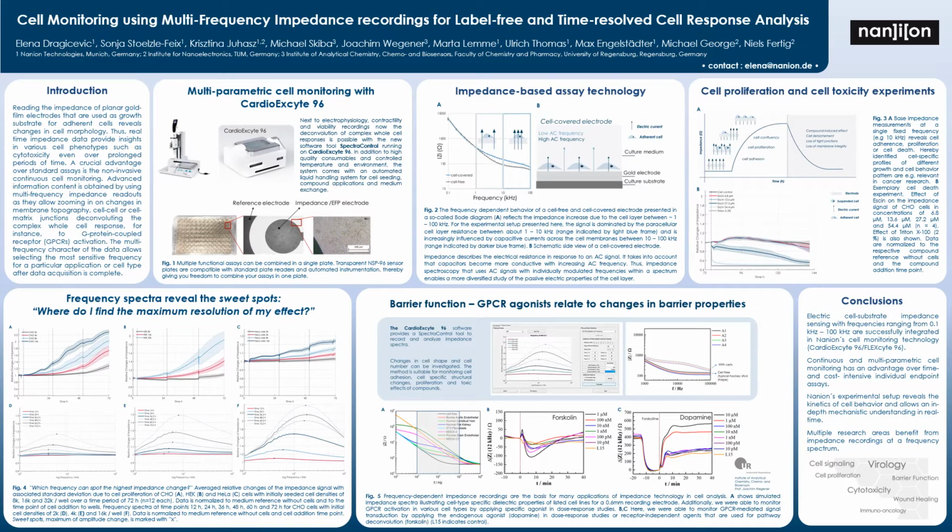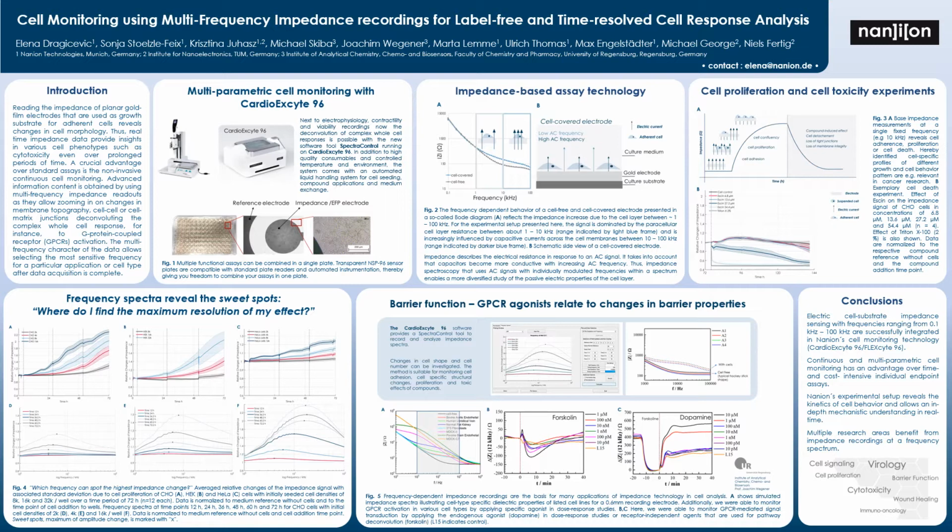Impedance describes the electrical resistance in response to an AC signal. It takes into account that capacitors become more conductive with increasing AC frequency. Thus, impedance spectroscopy that uses AC signals with individually modulated frequencies within a spectrum enables a more diversified study of the passive electric properties of the cell layer.